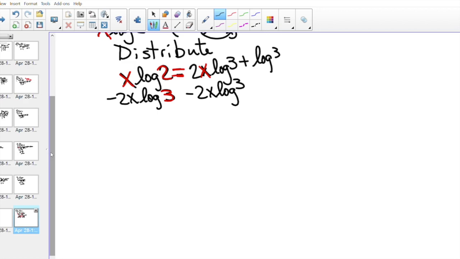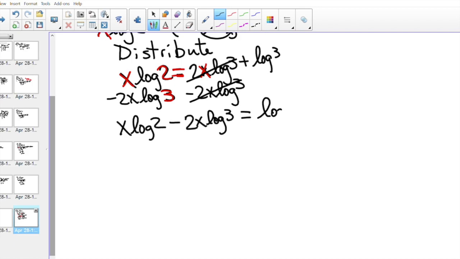So what you would do, I would put the plus one first. So it would be x times log of 2 minus 2x log of 3. Now, that cancels. So we have equals log of 3.